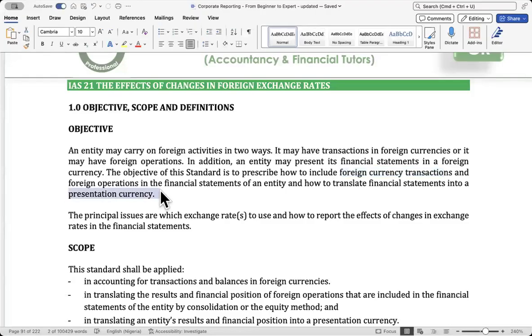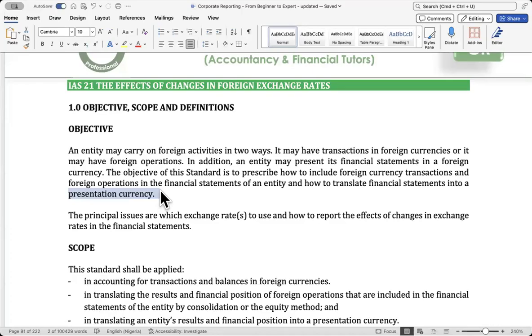So the focus tonight, what I want to teach you, is when an entity carries out foreign currency transactions, or if it has a foreign operation, like a foreign subsidiary or a foreign branch. You are in Nigeria, you now have a foreign subsidiary in Ghana, or a subsidiary in Paris, or a branch in London. That is a foreign operation. How do you include them in your financial statement? That is the discussion for tonight.